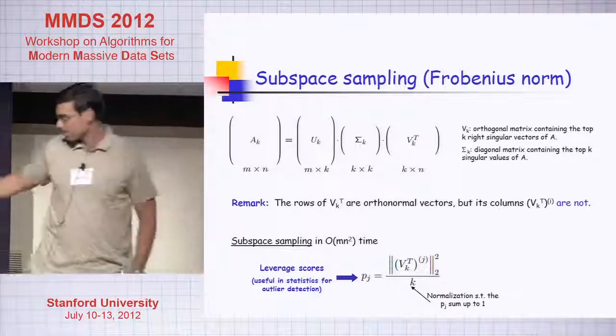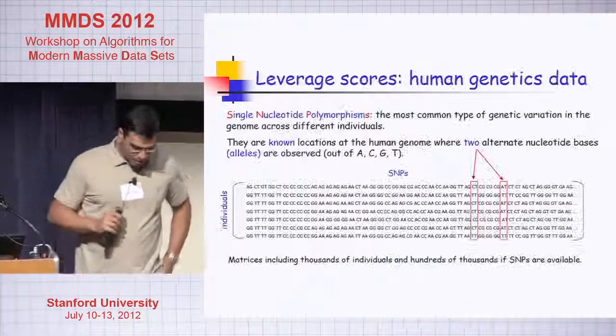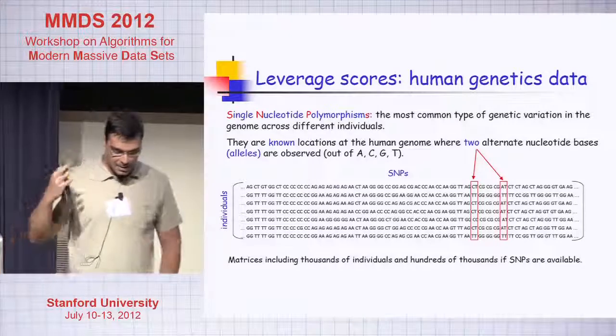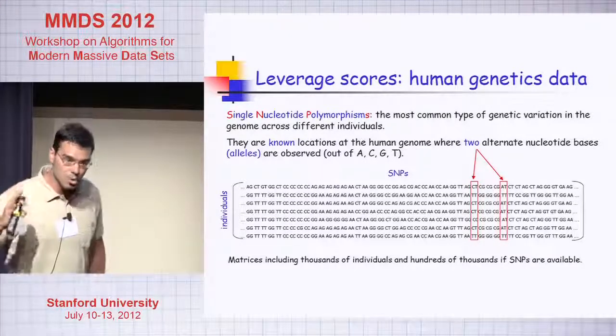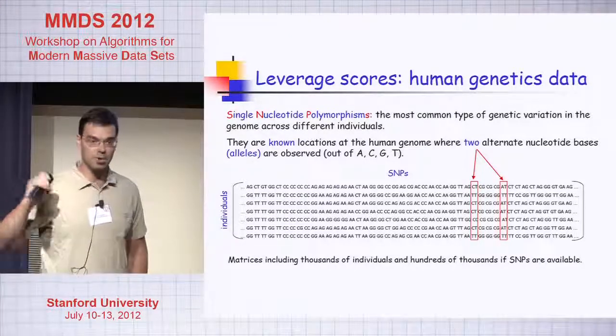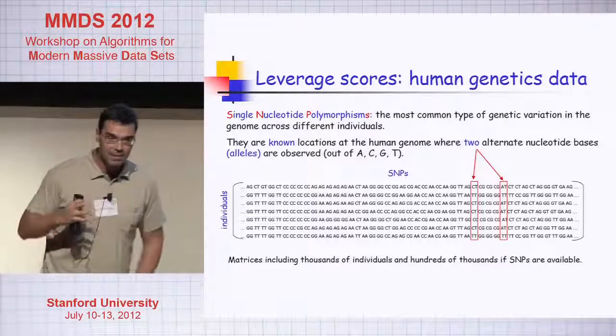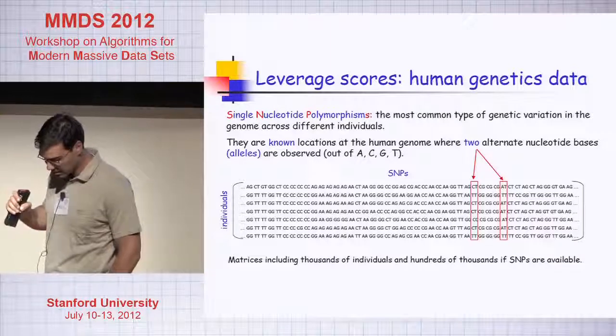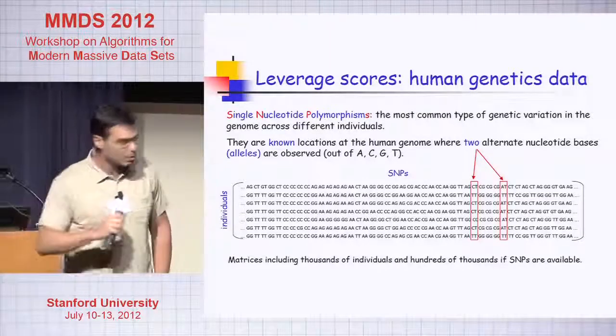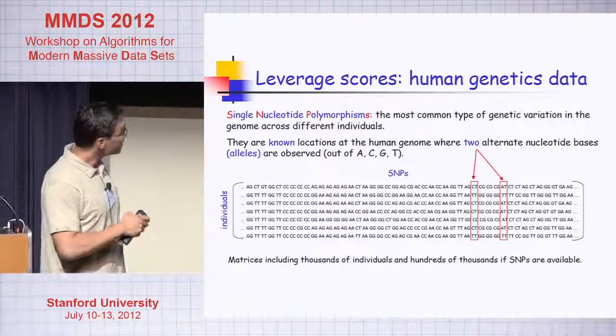The question comes, remember what I said. In statistics, leverage scores were mostly used for outlier detection. How do the leverage scores look in a real data set? And I picked a data set from a domain that I've been working on for over half a dozen years now, so I understand the properties of those data fairly well. And this is human genetics.